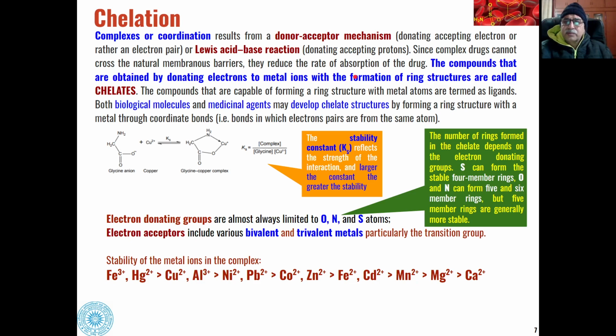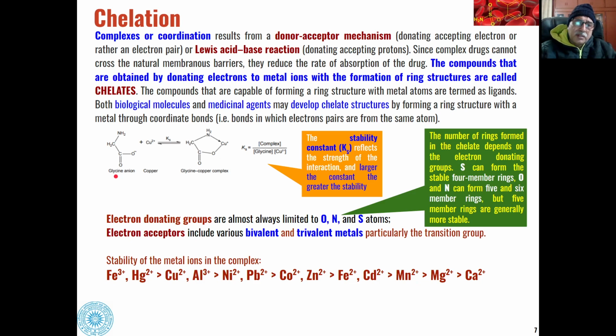be accepting electrons. So therefore the compounds that are obtained by donating electrons to metal ions with the formation of ring structure, they are called as chelates, and the process is known as chelation. The most common examples, they are the biological molecules or medicinal agents which can develop chelating structures by forming a ring structure with the metal through coordinate bonds.